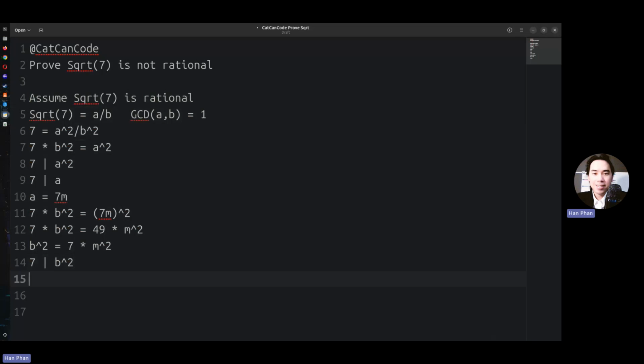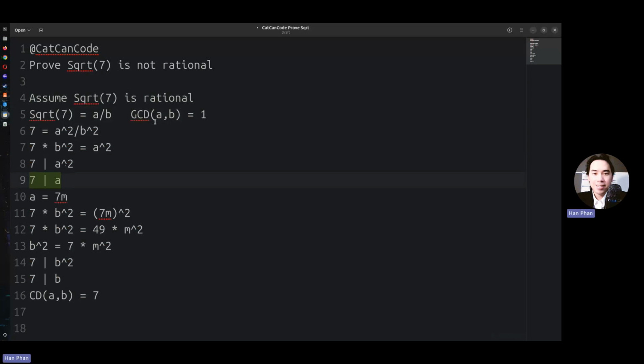But we have established that if 7 divides the square of a number, then 7 also divides that number. We can perform a similar proof, either using the prime factorization argument, or another mini proof by contradiction inside. So similarly, we can say 7 divides b. We also have 7 divides a. Now suddenly 7 is a common divisor of a and b because of this line and this line.